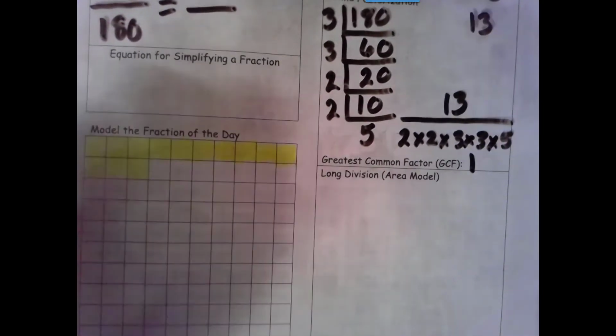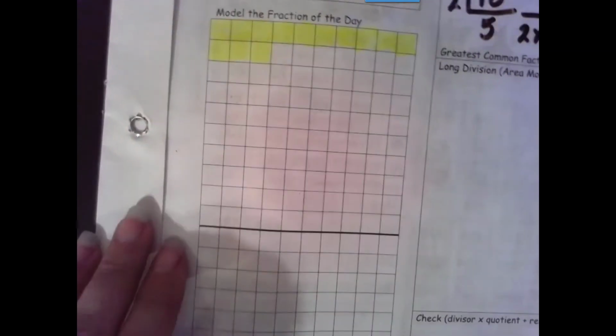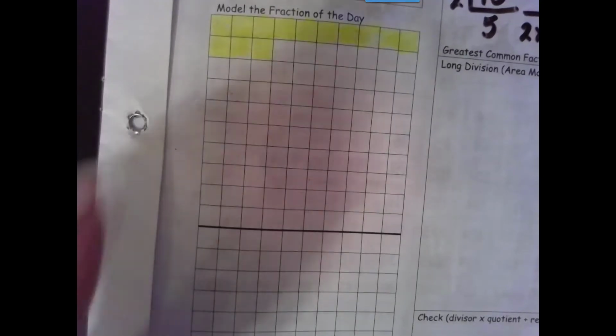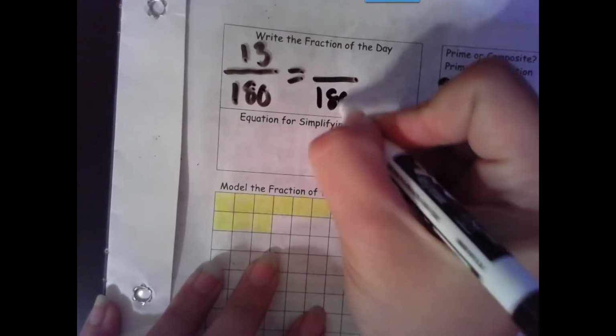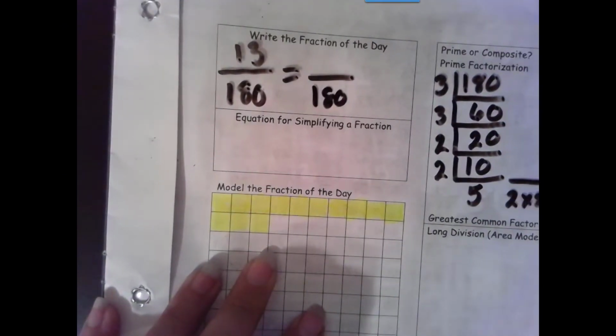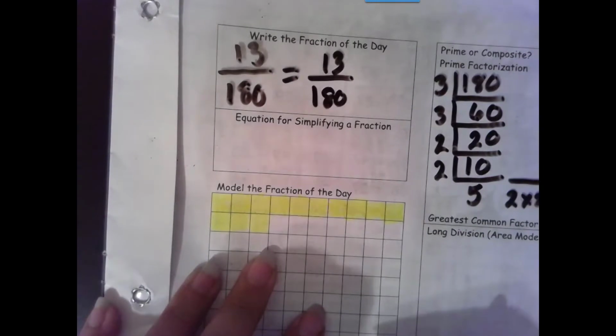So we're going to make groups of 1. Done. How many total groups of 1 are there? Well, each square is its own group. So we have 180. And how many are shaded in? There are 13 shaded in.